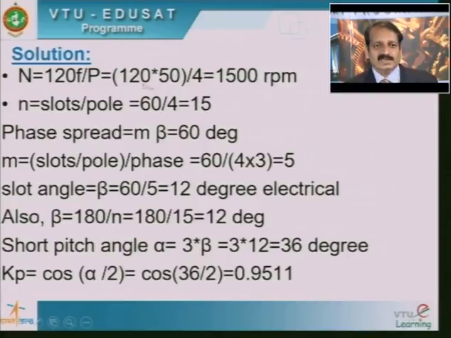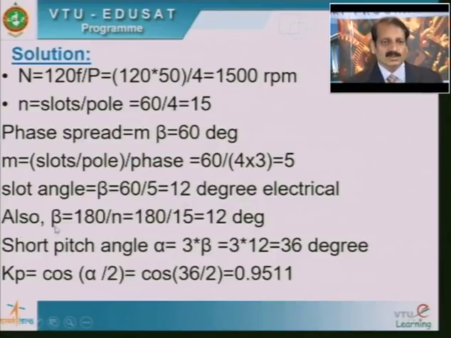Calculate the speed of the alternator. So, N we can calculate as 120 into f by P. So, we will get 1500. Slots per pole is 60 by 4, that is 15. Phase spread, that is m beta, is 60. So, m is equal to 60 divided by 4 into 3. So, m is equal to 5. So, now slot angle beta is equal to 60, that is total phase spread, divided by 5. So, we will get 12 degree electrical.